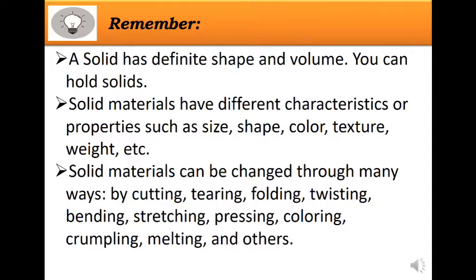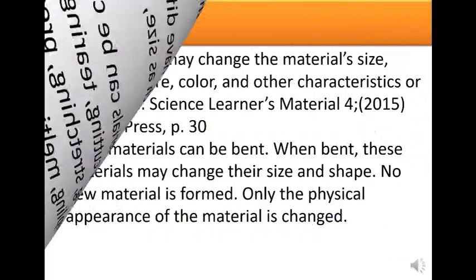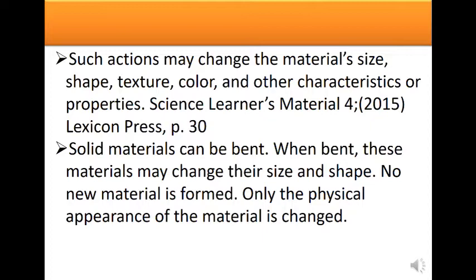Cutting, tearing, ano ibig sabihin nun? Ipunit. Then folding, marami kayong alam na different kinds of paper folding. Twisting, twist. Then the other one is i-bend. Then stretching like rubber bands. Then i-press. Then i-color. Then crumpling. Then i-melt and others. Such action may change the material's size, shape, texture, color, and other characteristics and properties.